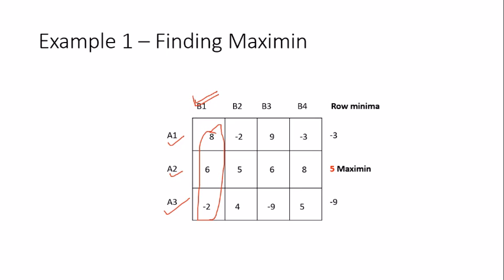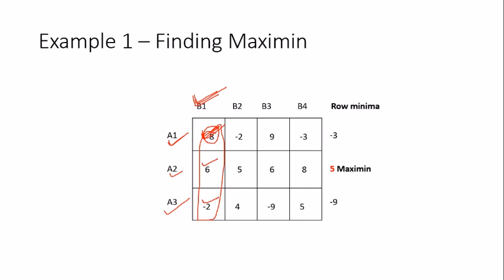Why so? Because this matrix is giving you the payoffs of player A, not of player B. So this 8% market share is the best for A; out of 8, 6 and -2, 8 is the maximum value, but this is actually the loss of B if B chooses strategy B1. If B chooses B1 and A chooses A1, B is going to lose 8% of the market share. If A chooses A2, B is going to lose 6% of the market share, and if A chooses A3, B is going to gain 2% of the market share.